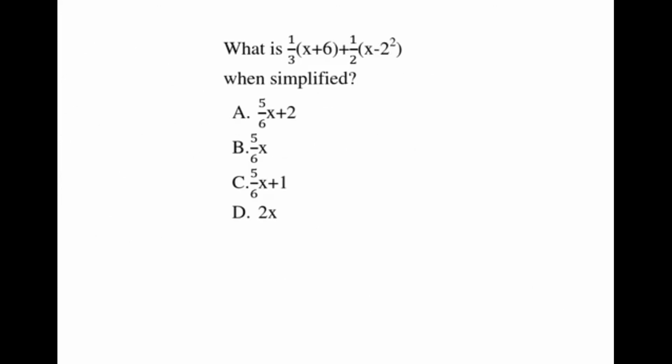What is a third into brackets x plus 6 into brackets plus a half into brackets x minus 2 squared into brackets when simplified? Solution. Our first step is opening brackets.